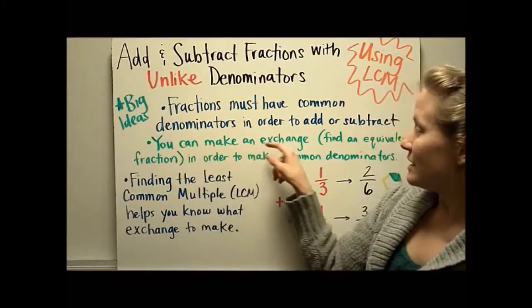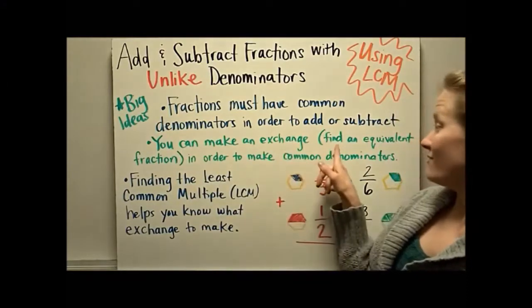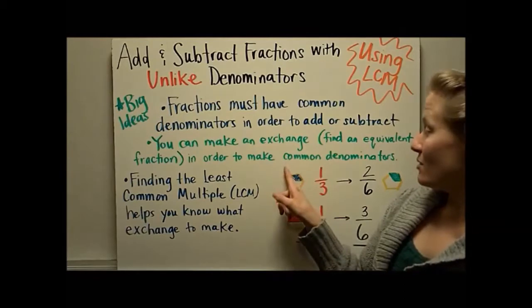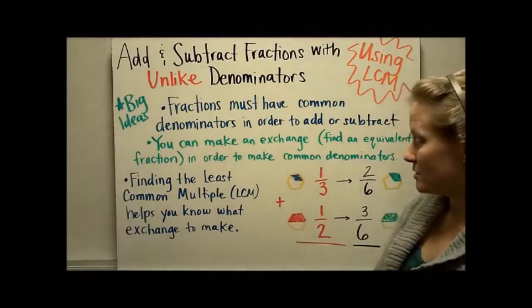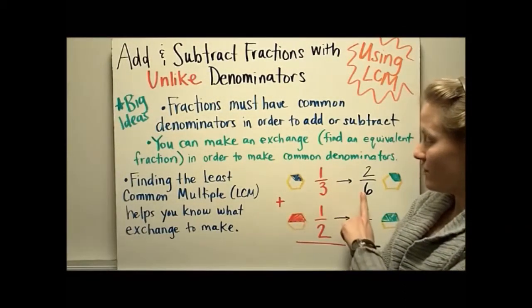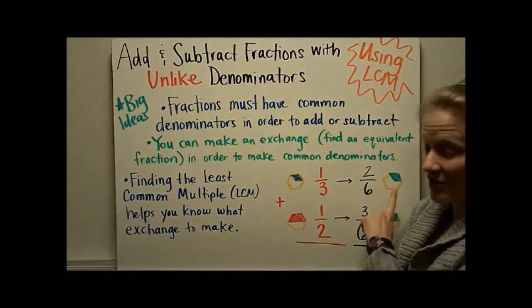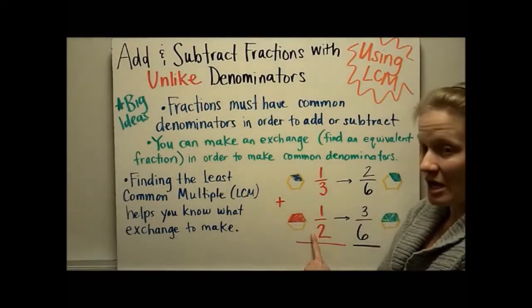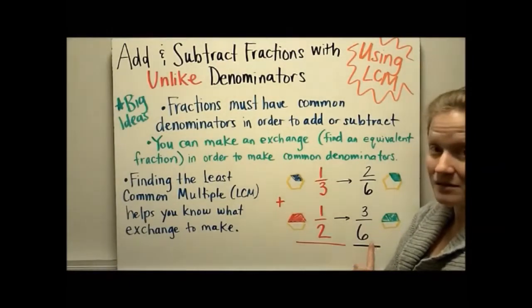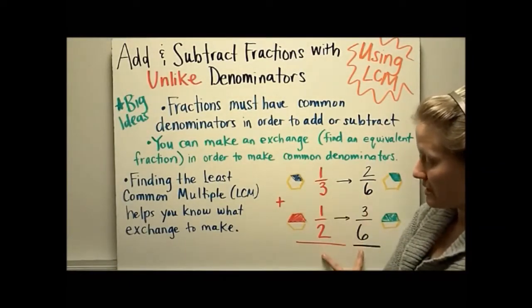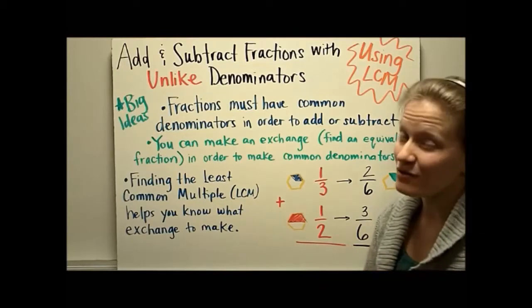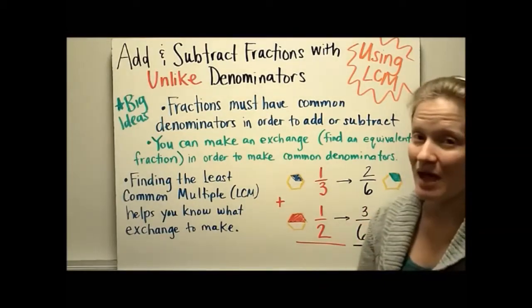Second, you can make an exchange, or in other words, find an equivalent fraction in order to make a common denominator. So we can exchange the 1/3 for 2/6. We could see that modeled with fraction blocks in the last video. And we can make an exchange of 1/2 to 3/6 because these are equivalent fractions and these are equivalent fractions. And now they're ready to add because the denominators match.